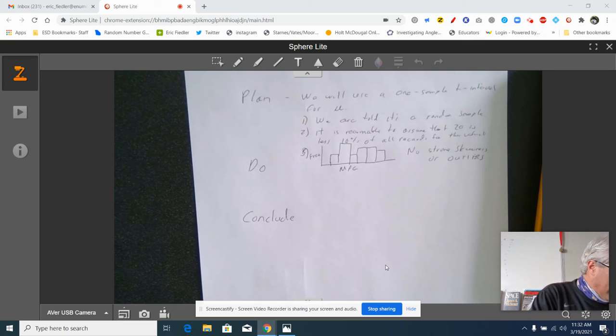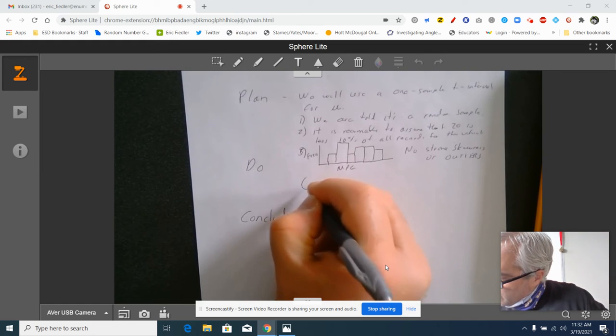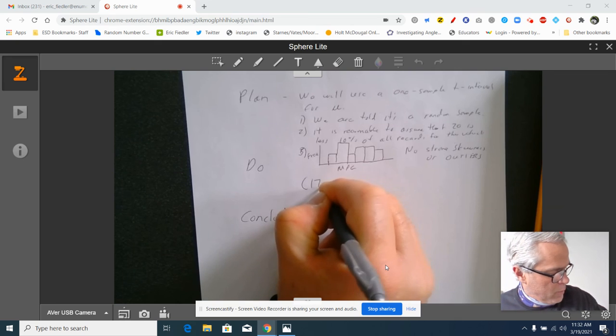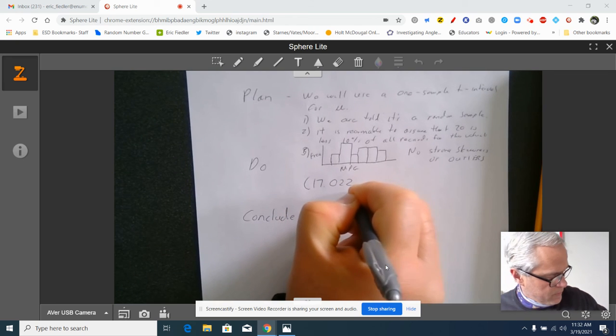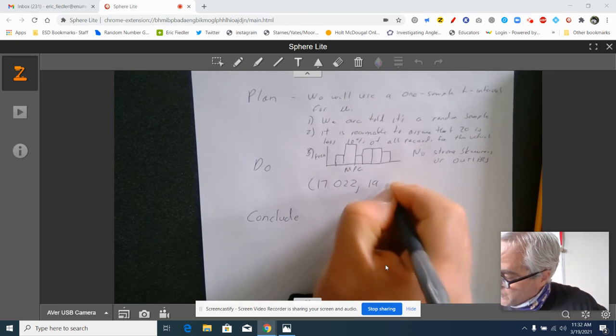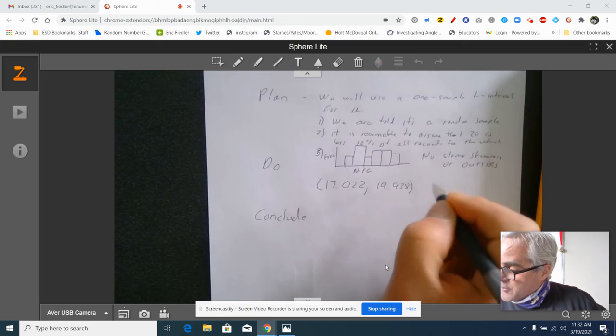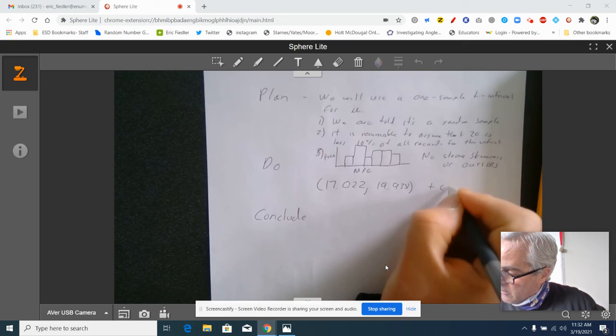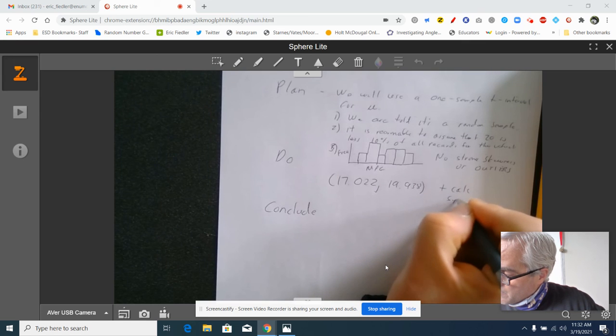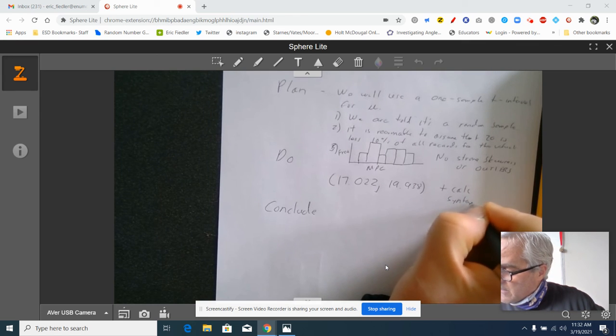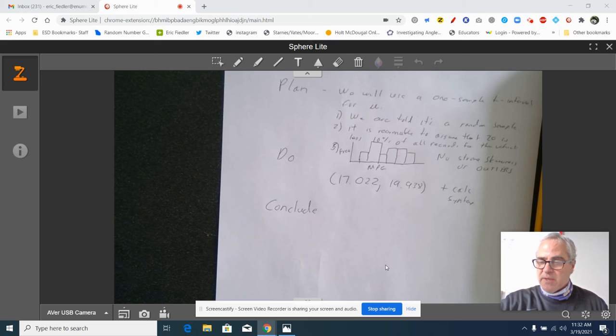When you do that, make sure you show me the calculator syntax, and you should get as your confidence interval 17.022 to 19.938. Show the calculator plus calc syntax. If you don't get that, send me an email saying I didn't get that as my confidence interval, or I got something close. Is that okay? It is. If you come close, it's just fine.